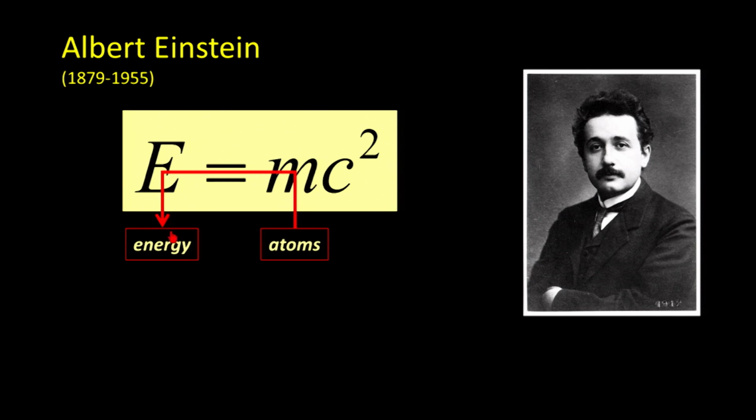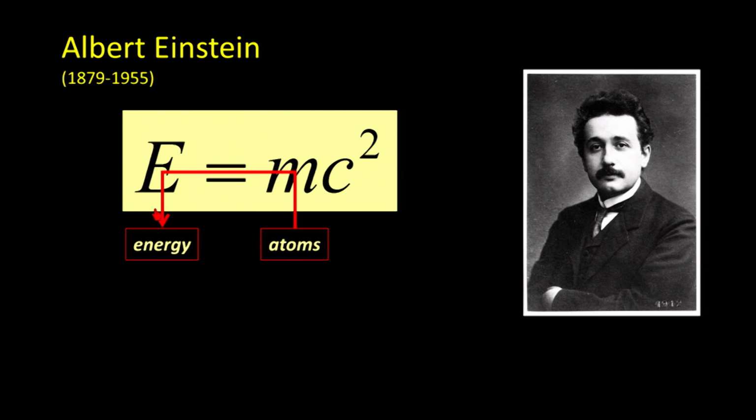Mass equals energy. So what Einstein was suggesting is that every atom in the universe is sort of stored up energy. And if you could get that atom to become the energy that is stored within it, it would be a source of energy in our universe. And so atoms can be turned into energy.